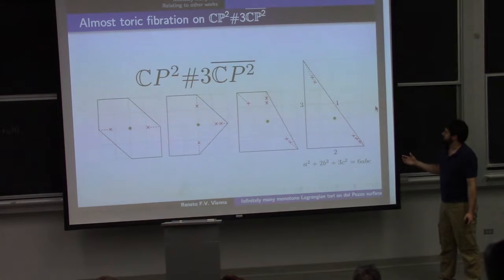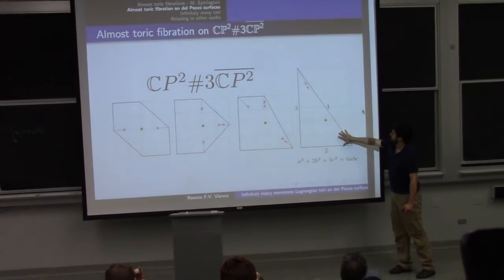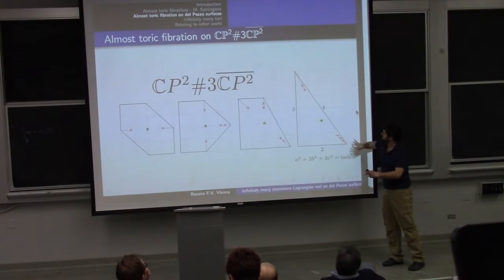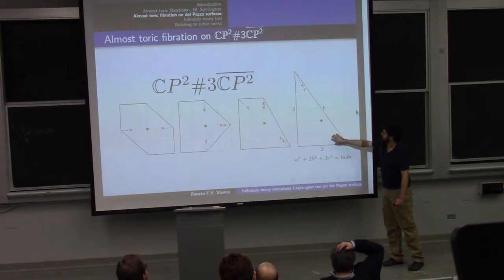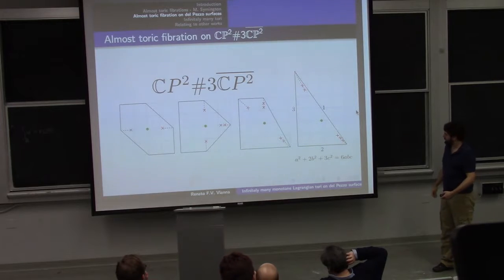is that you're going to see that in my proof I really rely on the fact that, to be able with my techniques to distinguish these tori, I rely on the fact that the shape of the almost toric fibration was a triangle.